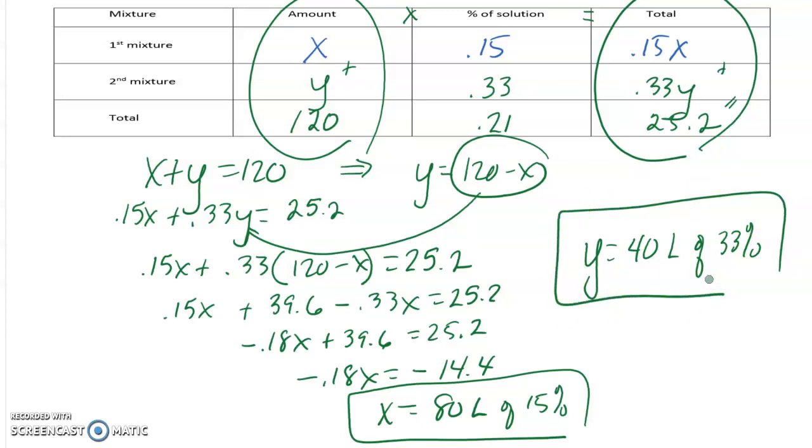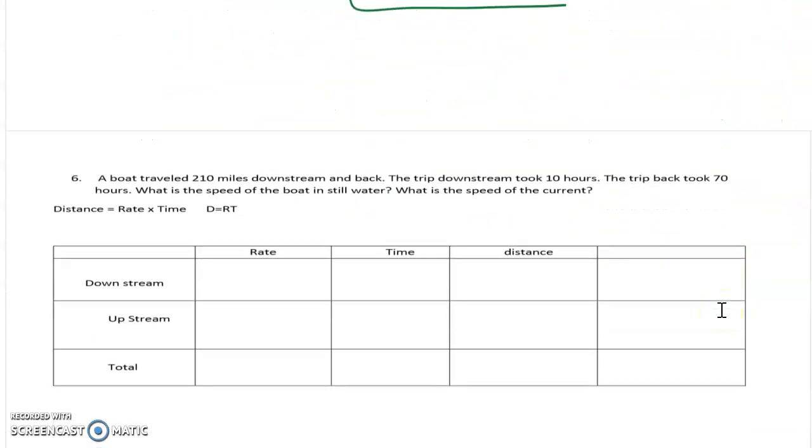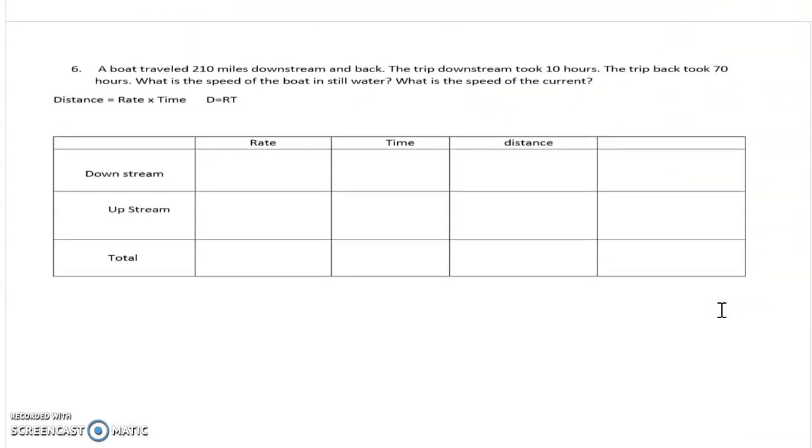All right, last problem. This is a distance and rate problem. A little confusing, but I think once you get it, we'll be okay. So when we look at distance and rate, or motion problems, the formula is distance equals rate times time, or shortcut, distance equals rate times time. So rate times time equals distance.